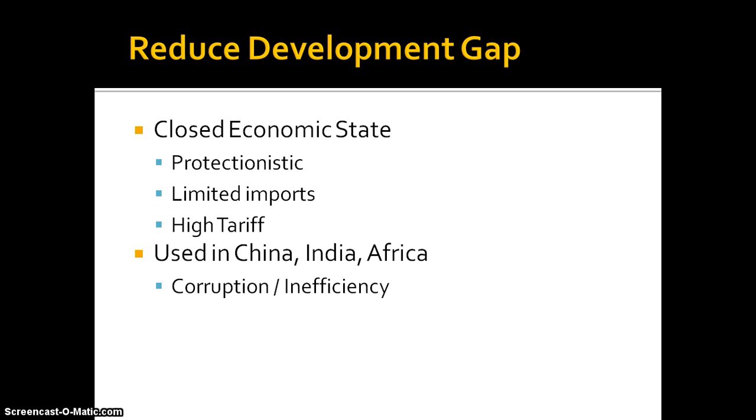And for the most part, this closed economic states, this idea of self-sufficiency didn't work very well. A lot of it had to do with the fact that because you have so much government involvement in corporations and companies, there's a lot of corruption that would go on, colluding between government officials and company owners.